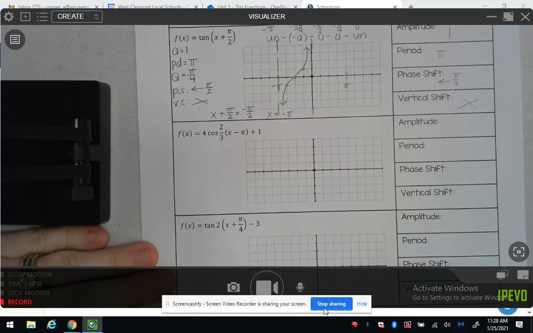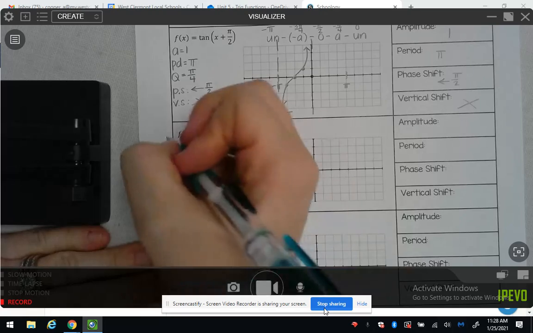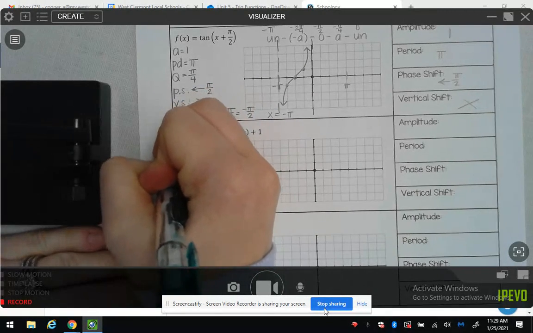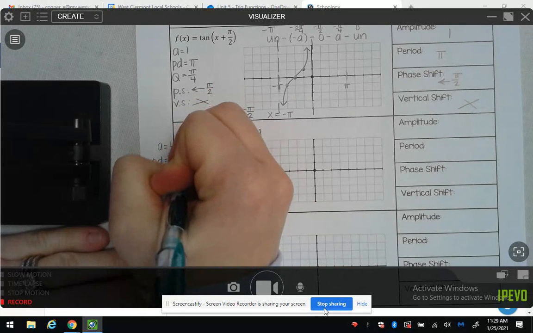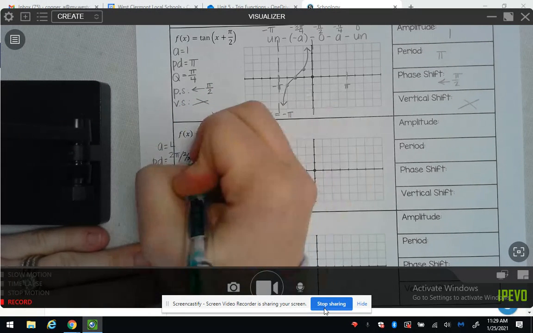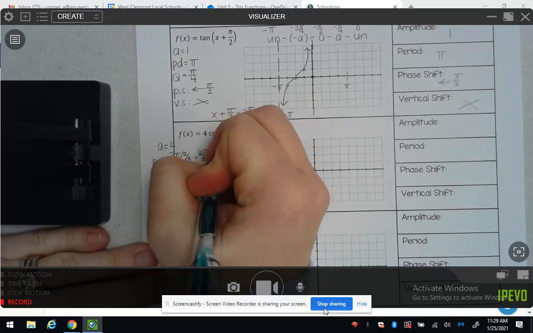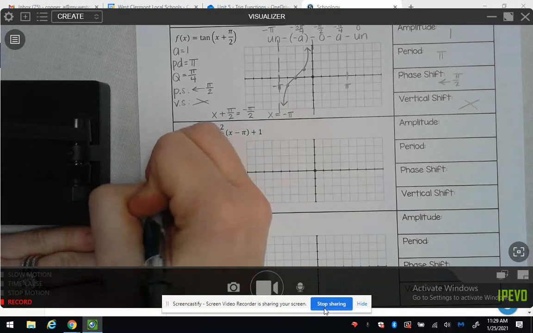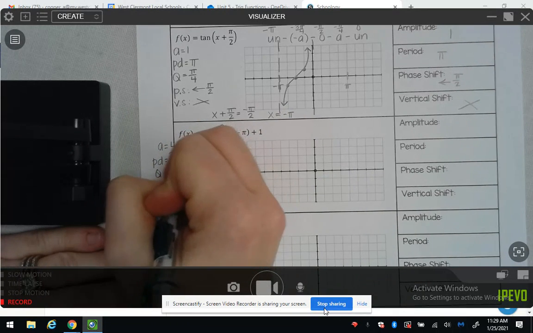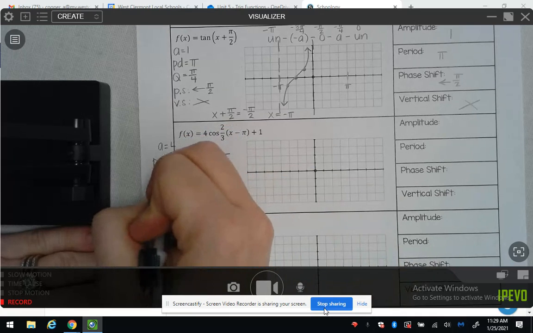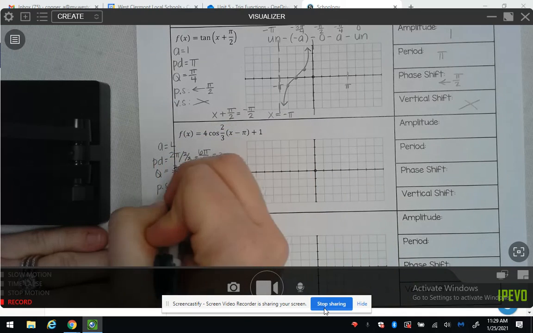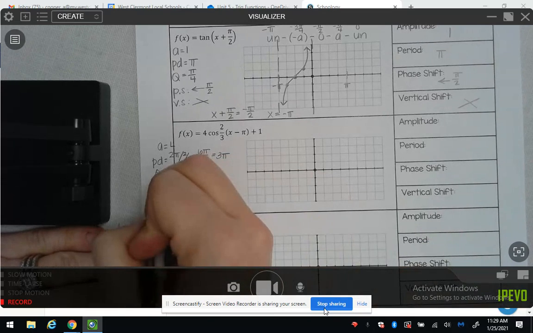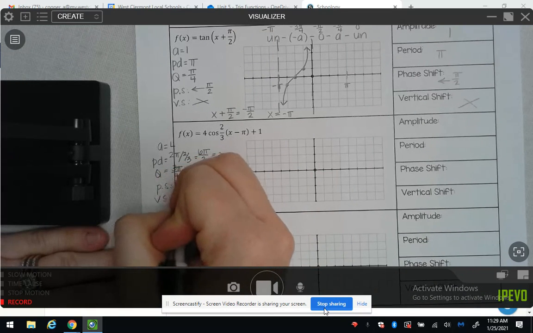Next, cosine: 4 cosine of 2/3 x minus pi, plus 1. My amplitude is 4. My period is 2 pi divided by 2/3, so 6 pi over 2, which is 3 pi. So my quad is 3 pi over 4. Phase shift: do I have a phase shift? Negative pi, so it means I'm going to go right pi. And then for the vertical shift, I'm going to go up 1.